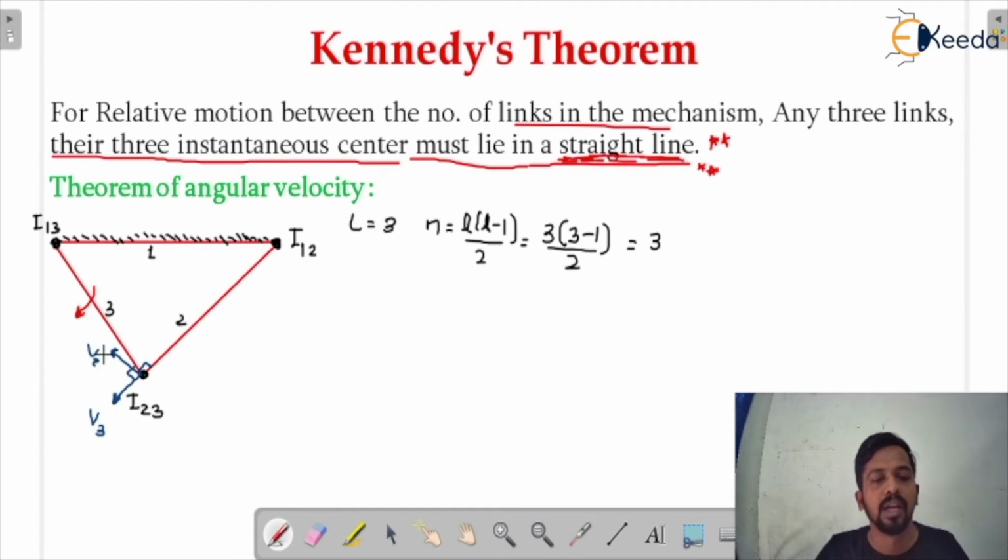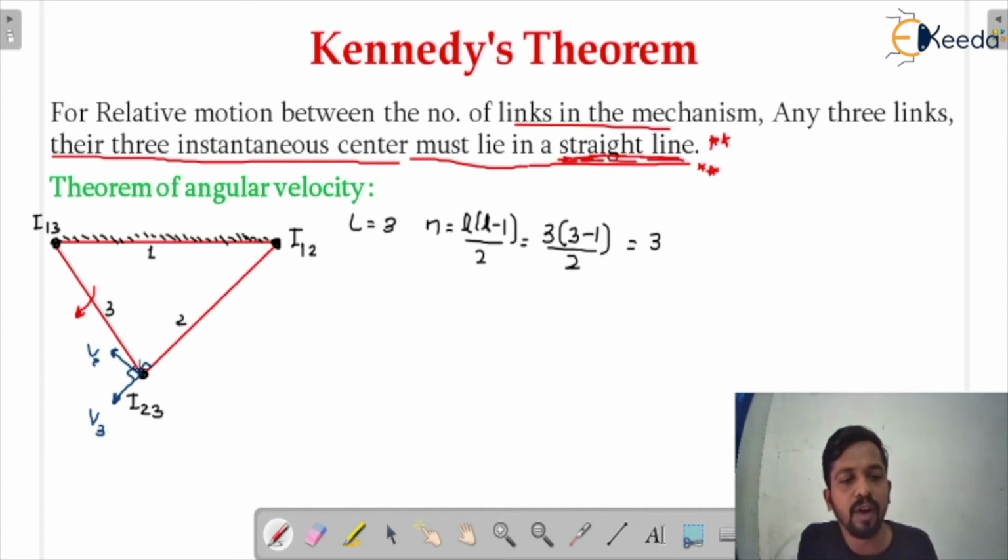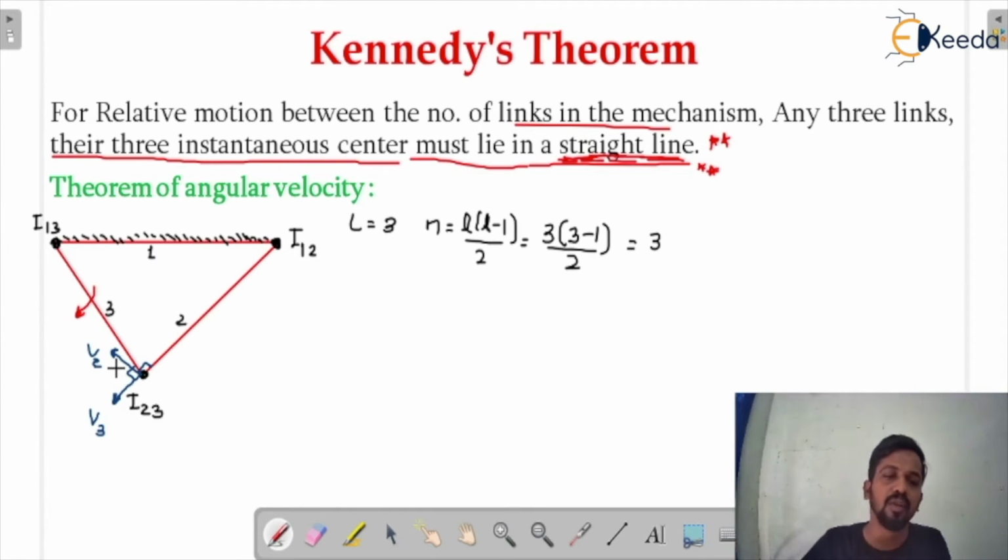This is V2. Now tell me, is it possible that at one point there are 2 directions of velocities? Is it possible? No, at one point there is only one direction of velocity. But here you can see that at one point, that is I23, there are 2 directions of velocities. That is not possible.